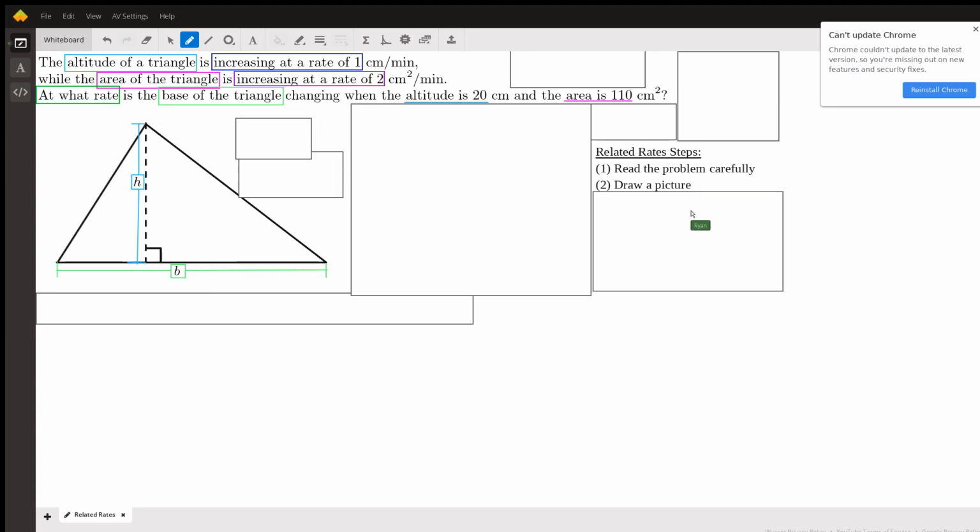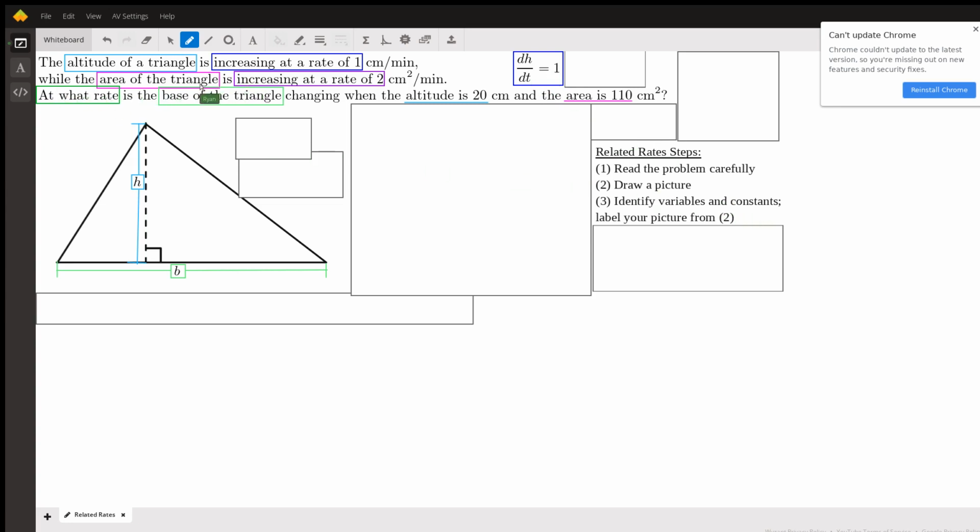In step 3, what you want to do with that figure is identify the variables and constants. What I mean by that is you go through the problem again and identify the things that are changing and the things that aren't. We're told that the altitude of the triangle is increasing. Another word for altitude is height. The height is increasing. That's our first variable. I'll call it h. And since it's increasing at a rate of 1, that tells us that dh/dt is 1. So h is a function of time, and 1 is a constant. The dh/dt is one of those constants.